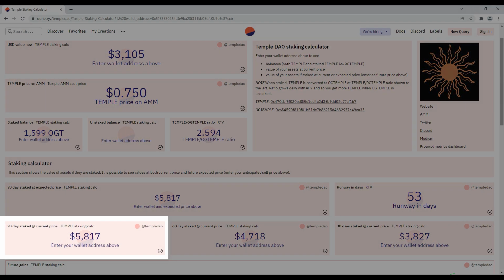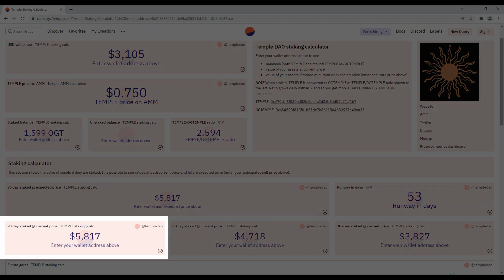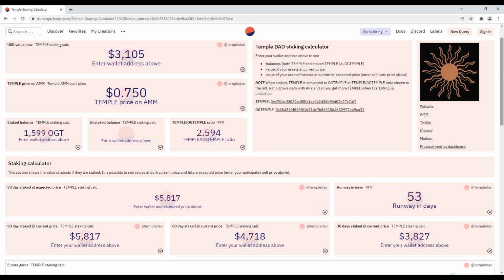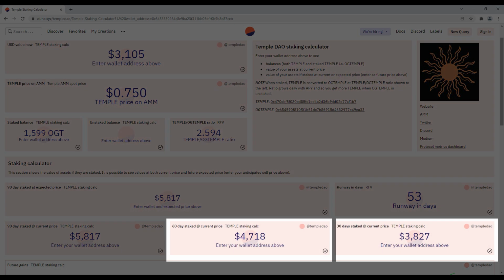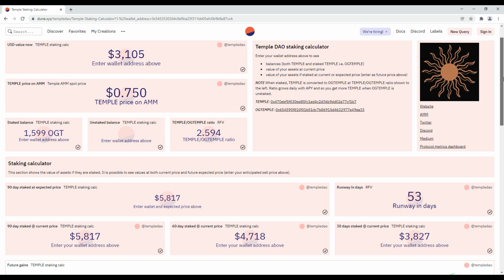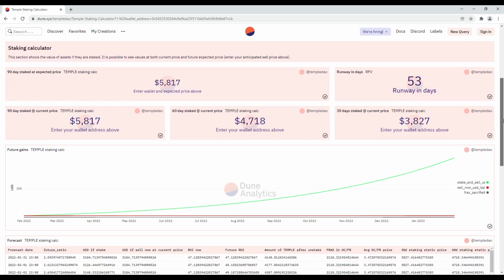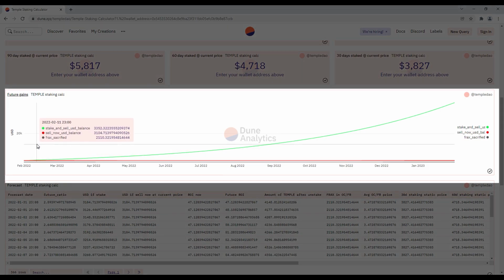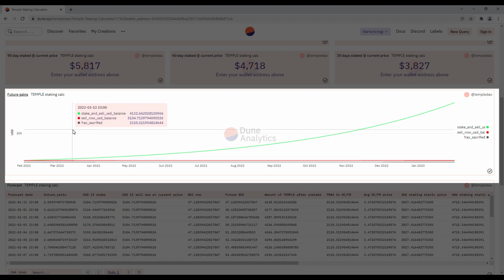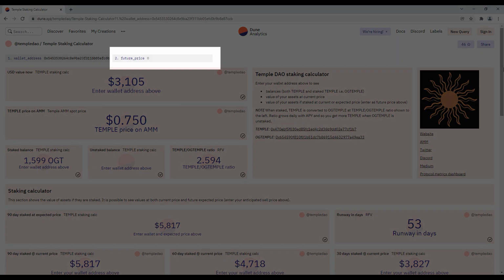90 days staked at current price is your projected total holdings of Temple in dollars after 90 days, assuming price stays the same. The same goes for 60 and 30 days staked at current price. Future gains shows you three different values. Stake and sell USD is your projected revenue over 1 year. Sell now USD is how much you would make by selling everything now. Frax sacrificed is your total spend in Frax so far.